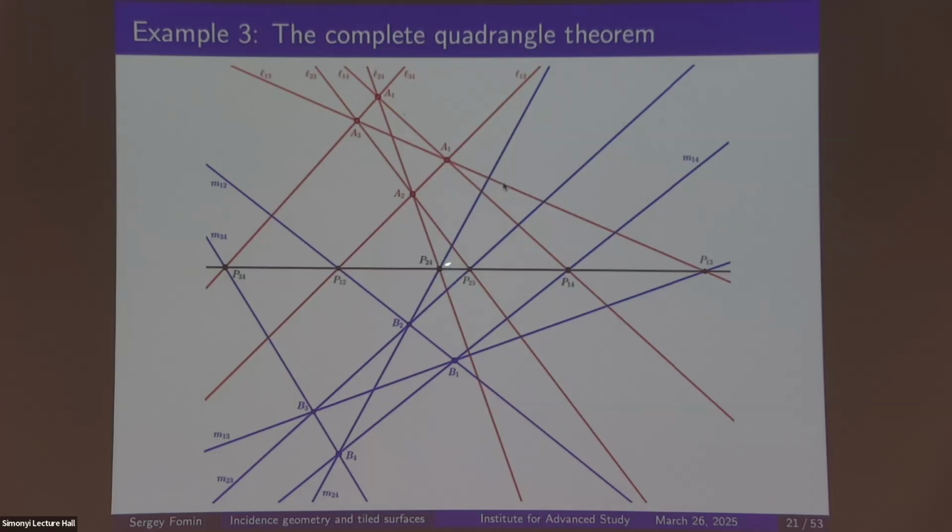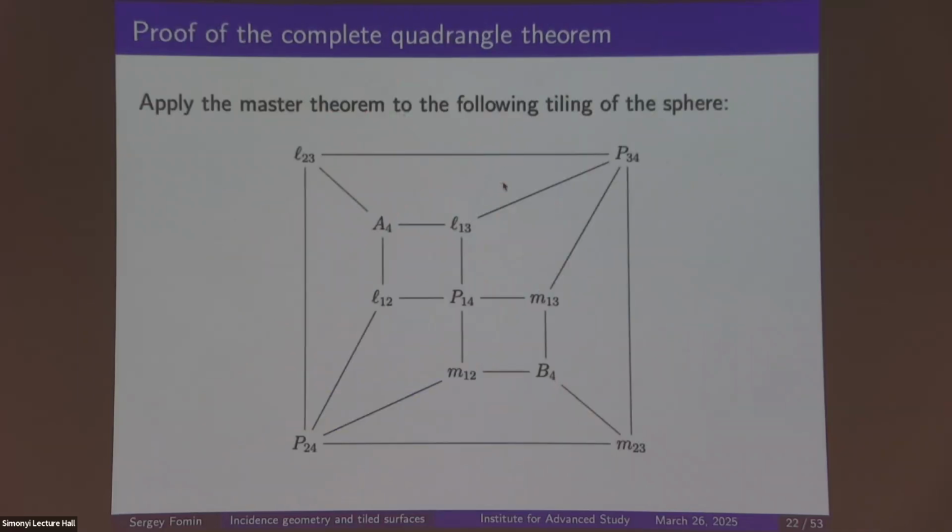So there are lots of triples of lines that intersect at a point. So if all of these concurrences are given, then the remaining one will follow. Or you can say it in terms of triples of points that lie on a line. If all those collinearities are given except for the one, then the remaining one follows. And the proof is you just take this tiling of the sphere, there is a back tile, which is also a quadrilateral, and you just interpret this and you get that theorem.